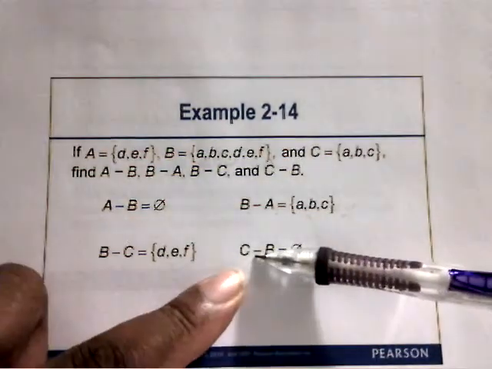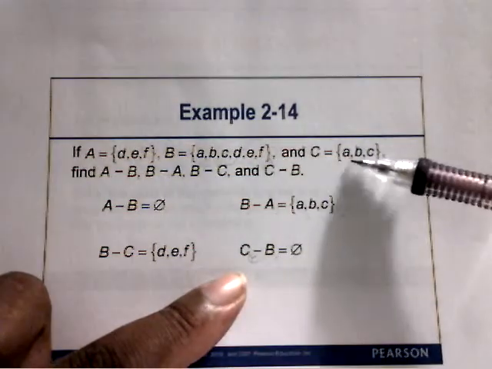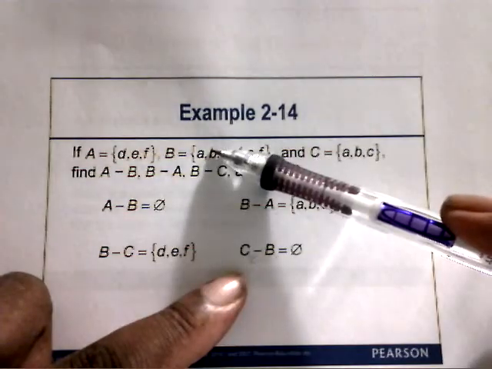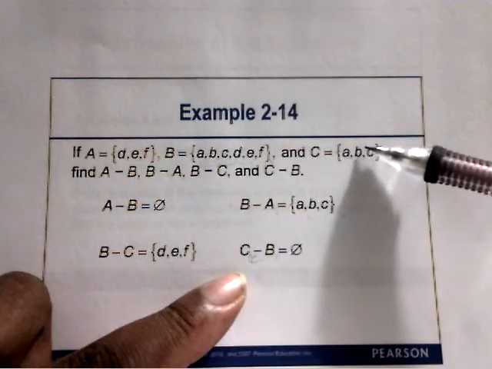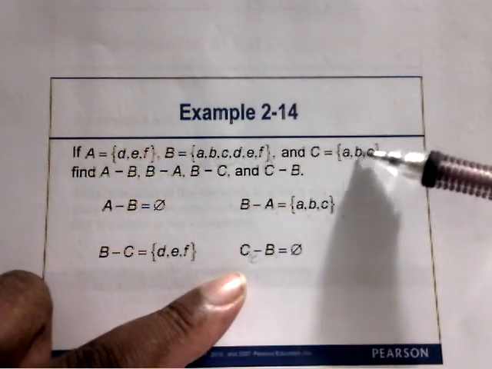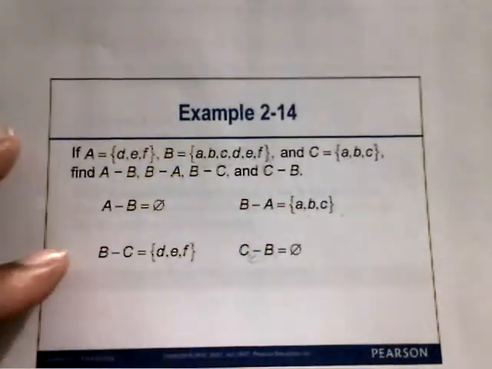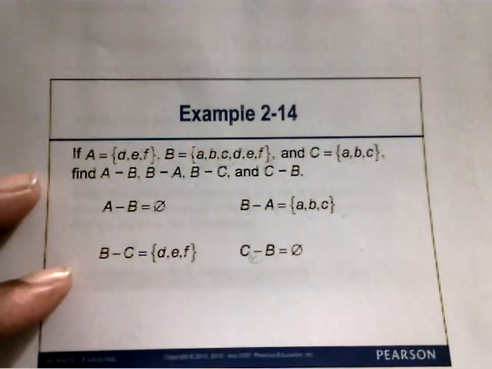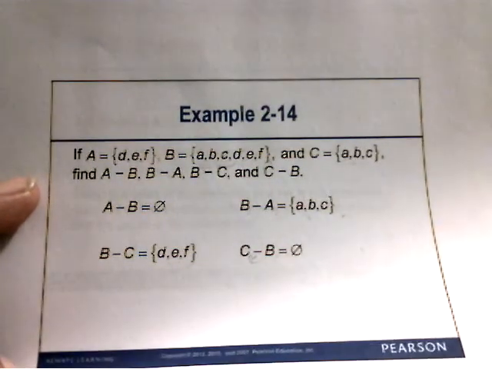And then the set difference of C and B: here's C, that's B, take away any elements that are in B, which is A, B, and C, you're left with the empty set. Okay.